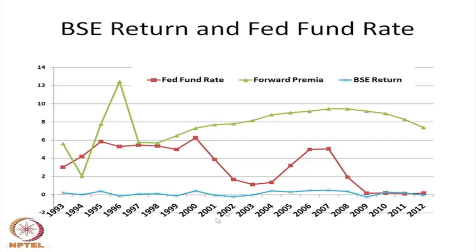So, I have drawn a graph here taking into account the BSE index return and the Fed fund rate, to see whether there is a relation among these. The BSE return is the blue line. The BSE return is some 2-3% over the years 93 to 2012, the forward premium is the green line, showing how it is fluctuating, and the Fed fund rate is the red line.